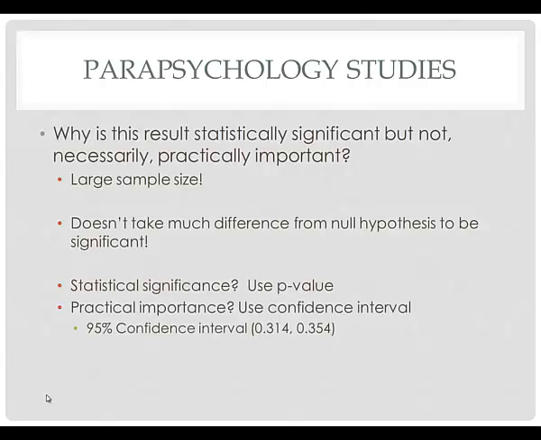In order to evaluate practical importance, a confidence interval may be more informative. Here, the 95% confidence interval says we're 95% sure that the true hit rate in these Ganzfeld sessions with these psychics is between 31.4% and 35.4%.